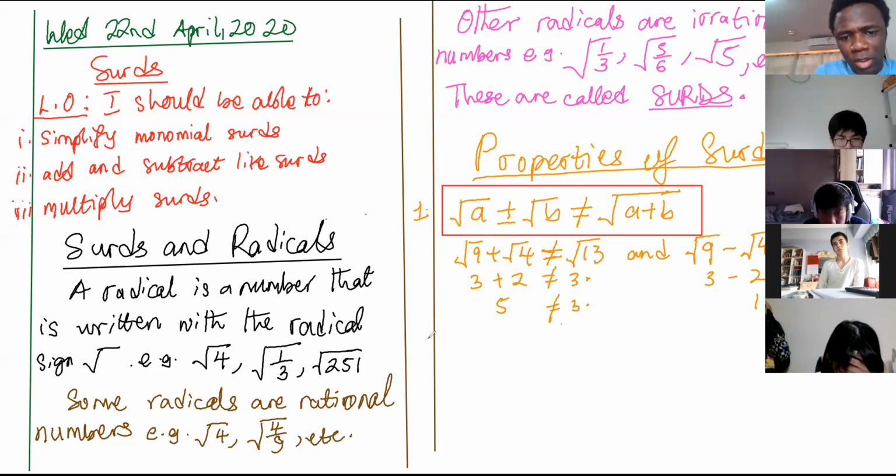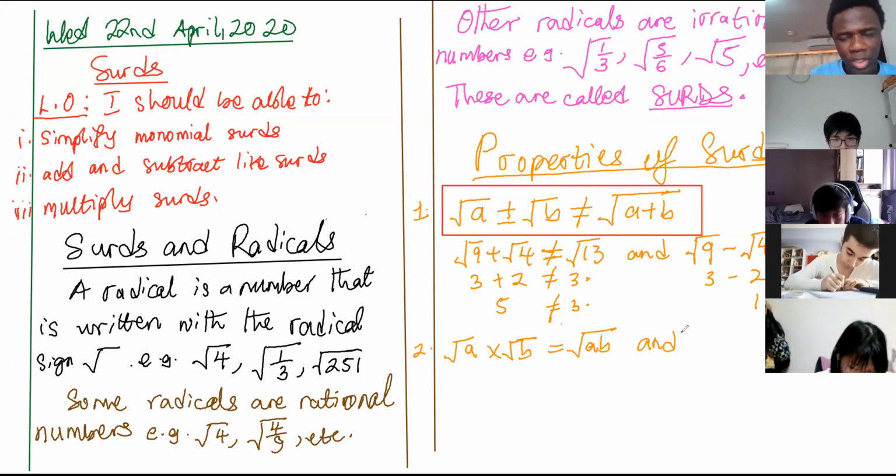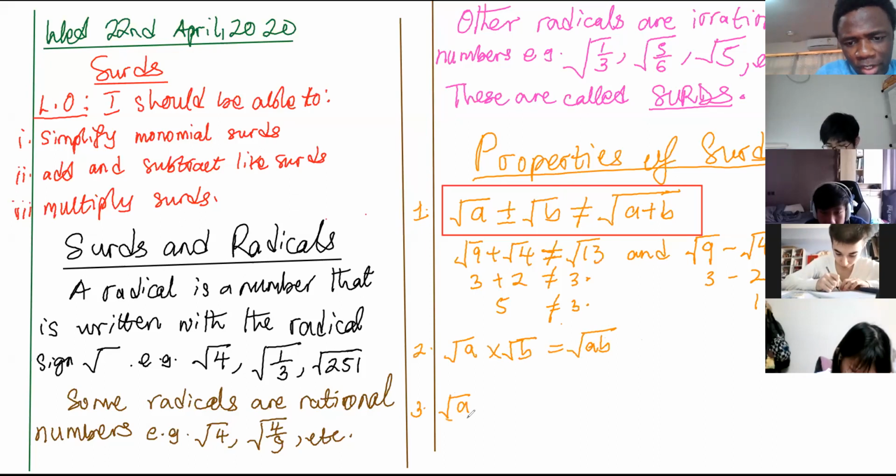Yes. So the second one, now while we cannot add or subtract, we can actually multiply and divide. The square root of A times the square root of B is actually the square root of AB. That holds. And also, maybe I write that as number 3, the square root of A divided by the square root of B, separate square roots, is the same as one single square root when they divide.